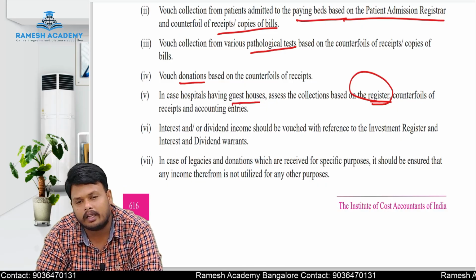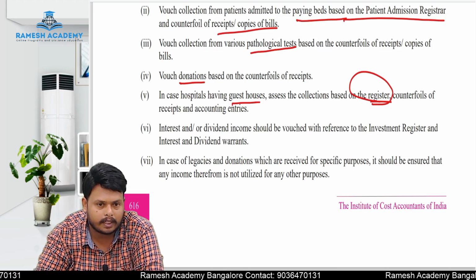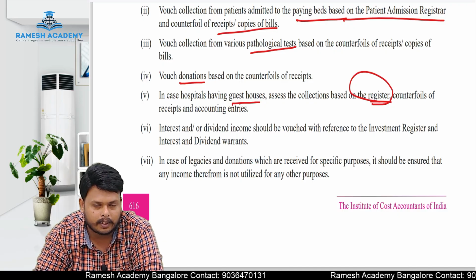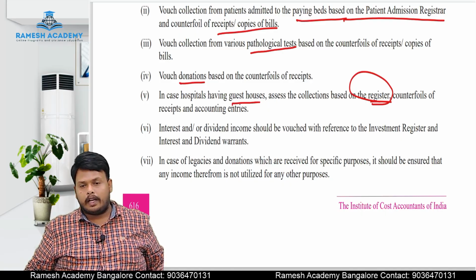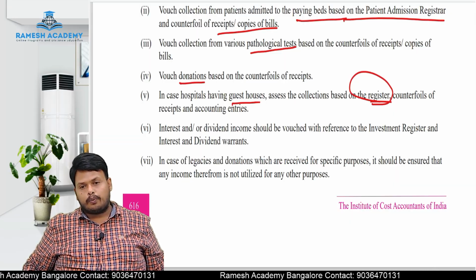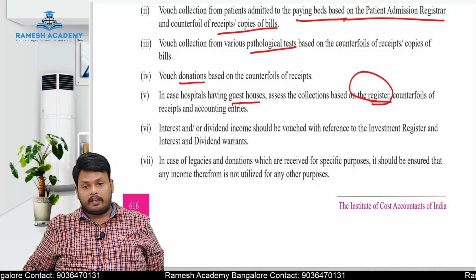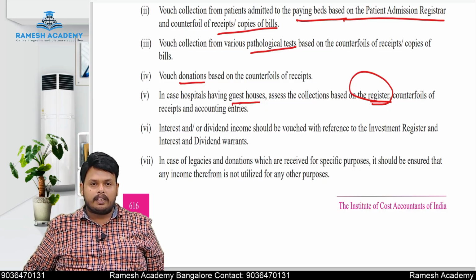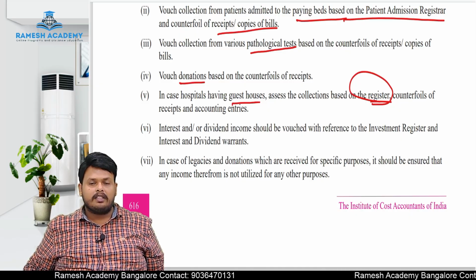Why? Because generally the room charges will also be different. If a person is admitted into the hospital, depending upon the type of admission, the hospital bill will be different. If a patient is admitted into the general ward, the bill will be different. If the patient is admitted in a deluxe room, the bill will be different. If the patient goes into a super luxury room, the bill will be different. If a patient is admitted in ICU, the bill will be different. If a patient is admitted in NICU, the bill will be different. If it is an OP patient, the bill will be different. So there will be different types of receipts from the patients.